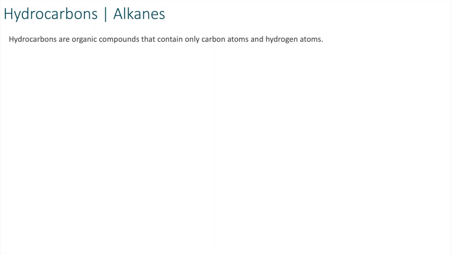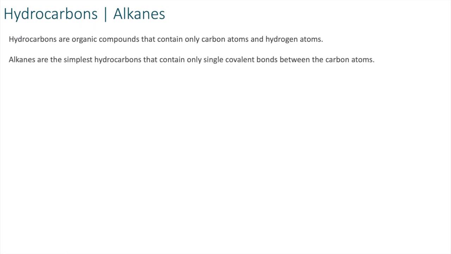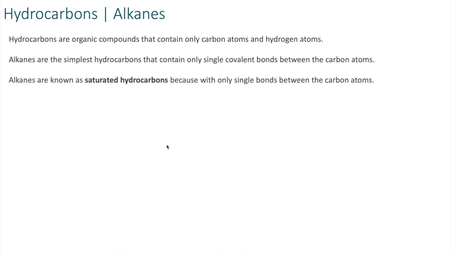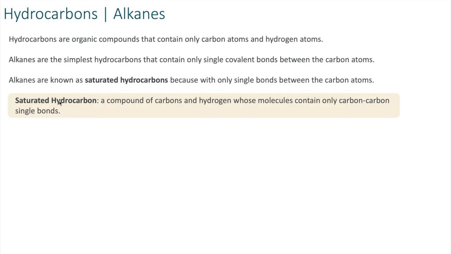So the first type of organic compound that we'll take a look at in more detail is an alkane. Hydrocarbons are organic compounds that contain only carbon atoms and hydrogen atoms, and alkanes are an example of a hydrocarbon. Alkanes are the simplest hydrocarbon, and they only contain single covalent bonds between the carbon atoms. Alkanes are known as being saturated hydrocarbons because there's only those single bonds between the carbon atoms. So a saturated hydrocarbon is a compound of carbon and hydrogen whose molecules only contain carbon-carbon single bonds.